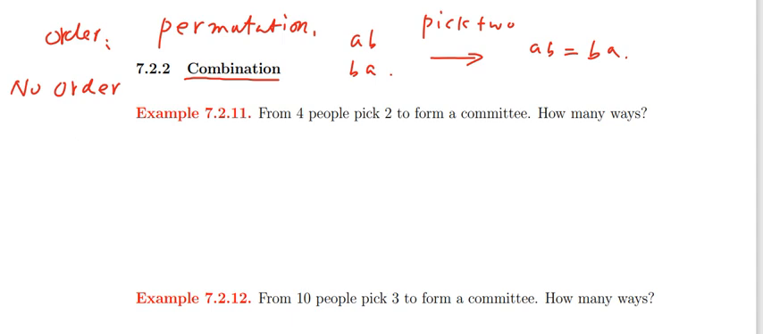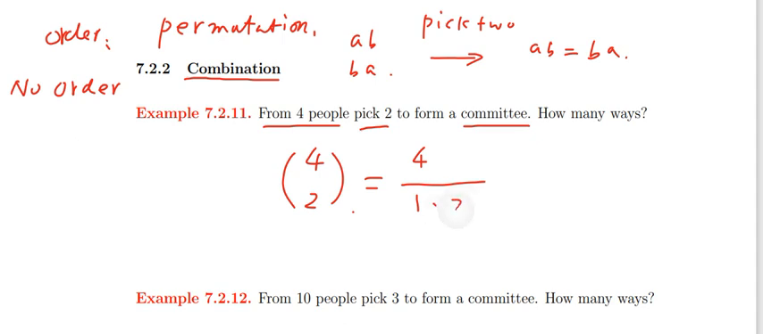From 4 people, we just pick 2 to make a committee. So this is just from 4, we choose 2. A, B and B, A, we got the same, right? So how many ways? We can use a formula: 4 times 3 over 1 times 2, so this equals 6.